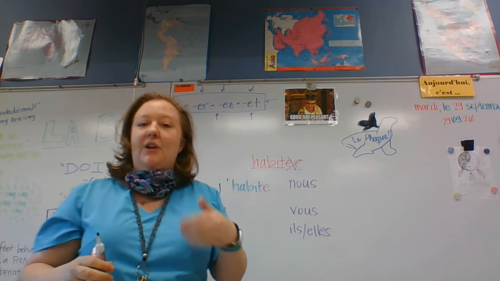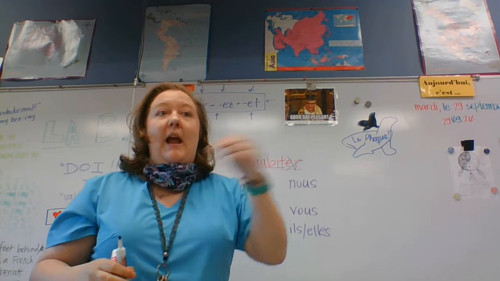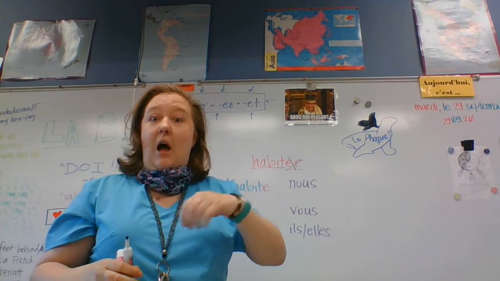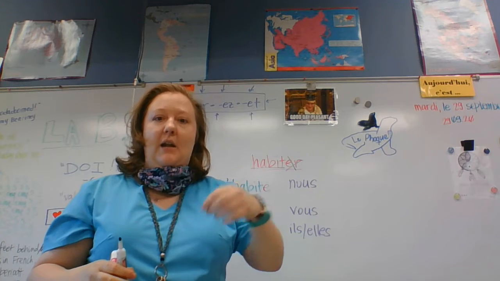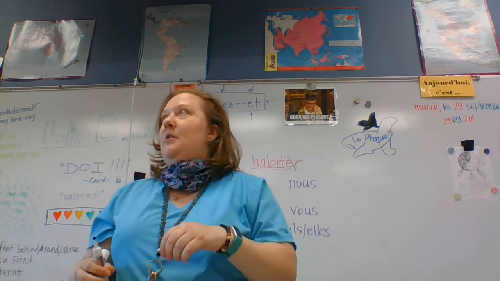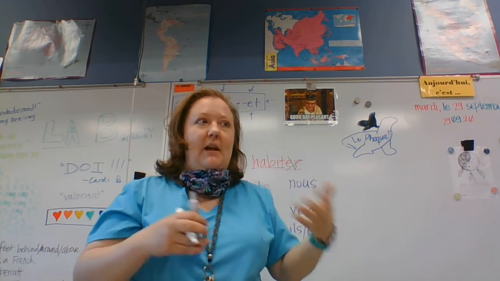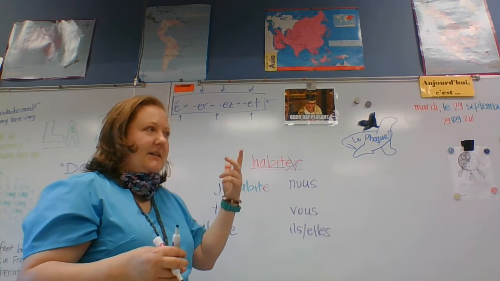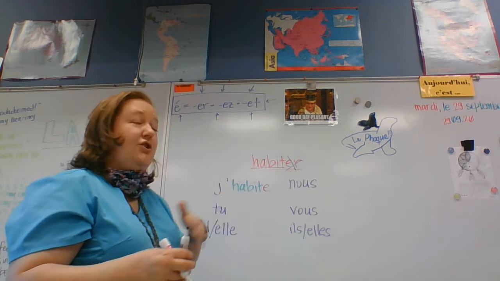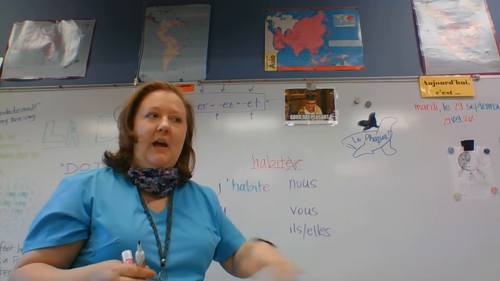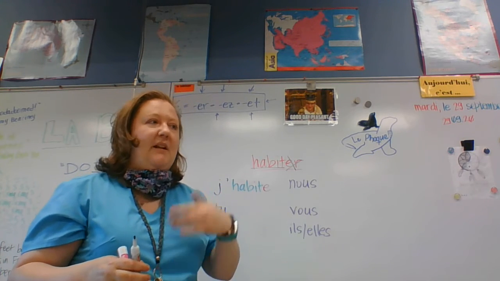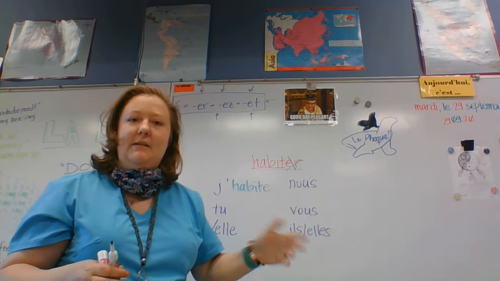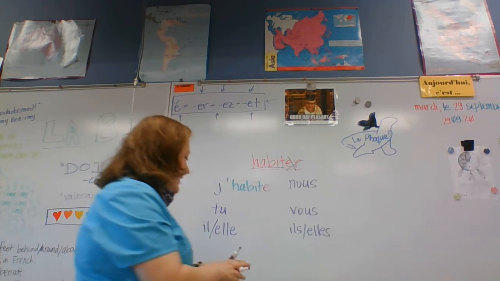So you could say something like j'habite une maison. I live in a house. J'habite un appartement. I live in an apartment. Or j'habite Londres. I live in London, or wherever it is that you live. So it could be used with places, cities, countries. J'habite la France. I live in France. J'habite les États-Unis. I live in the US, and so on and so forth.